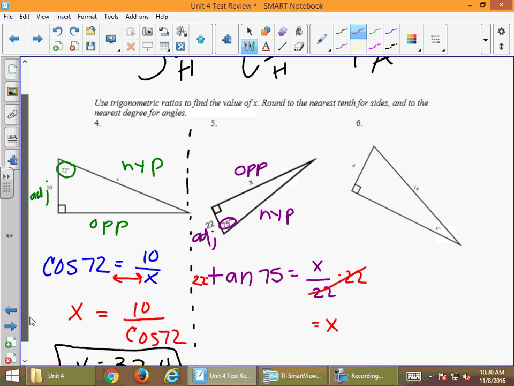What do we get? 82.1. Can everyone agree with that? That's what I got. 82.1. If you did not get 82.1, make sure you're raising your hand and asking.